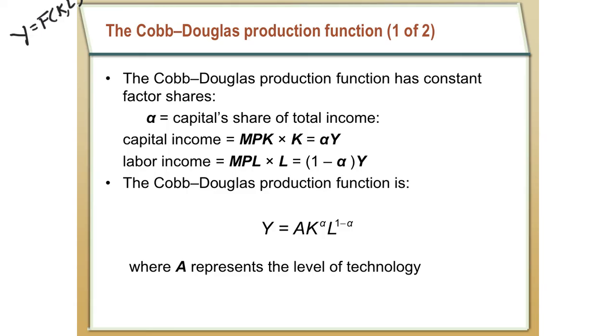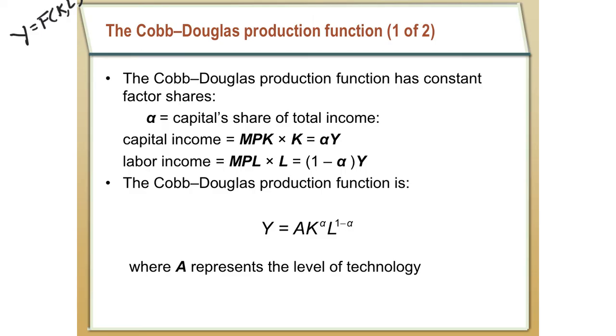Typically in economic research and models of this sort, we use something called the Cobb-Douglas production function. The key reason why we would use this is because it has this nice property of having constant factor shares. In other words, just like the data showed in the previous slide, if we use this Cobb-Douglas production function, it's going to generate constant shares of income going to labor and capital.